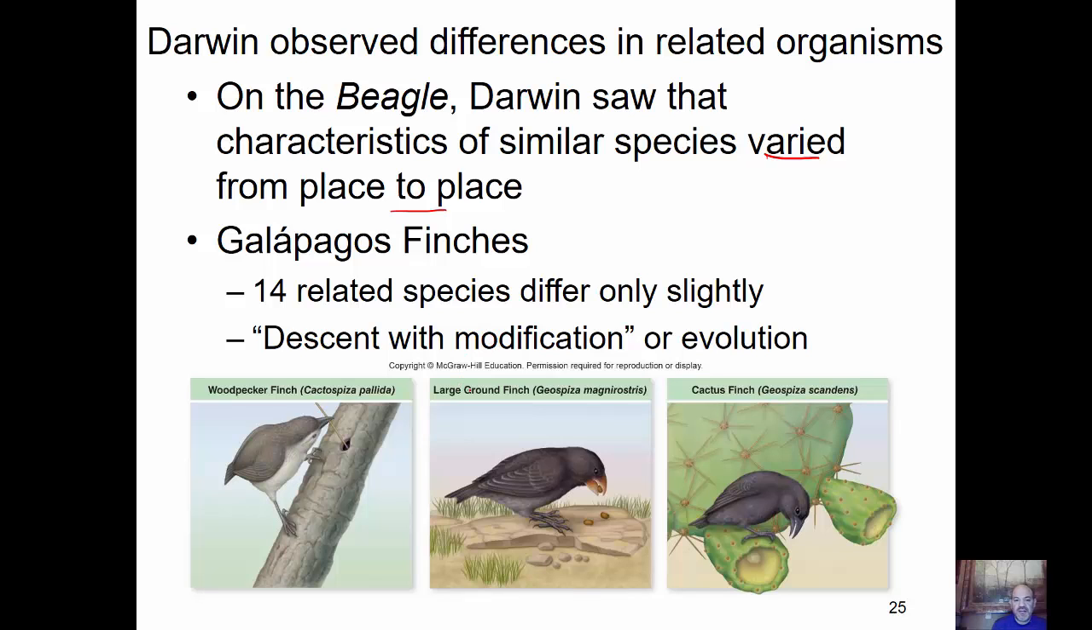Overall, he thought that perhaps these finches had come about from an ancestor finch that migrated to that island, and then over time slowly went through changes. And he called these changes descent with modification.